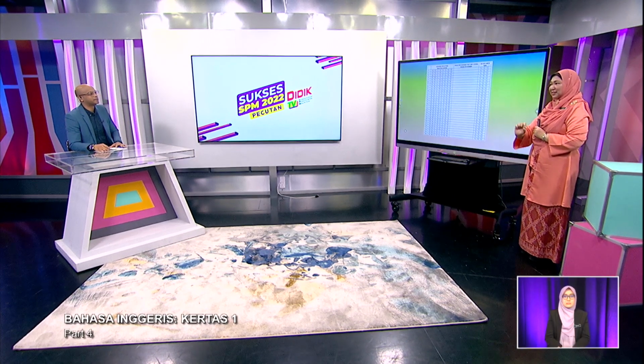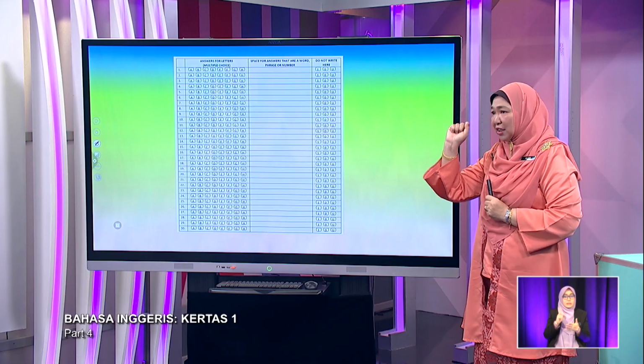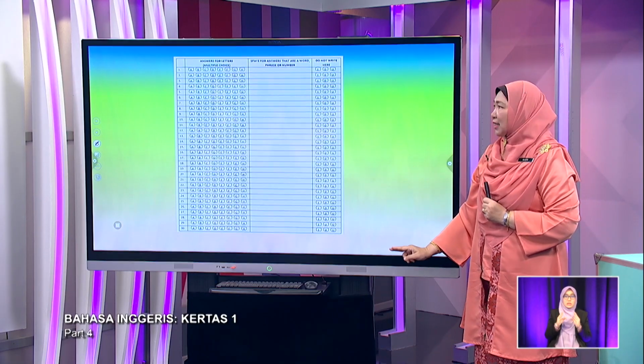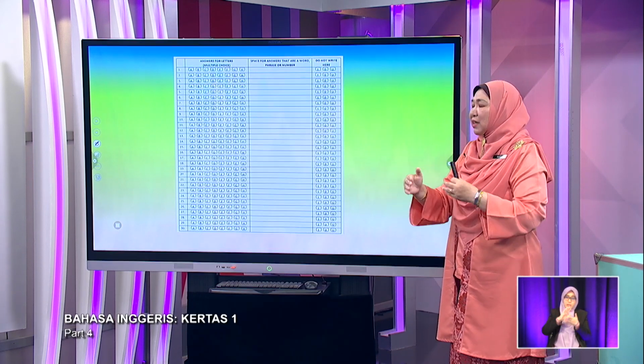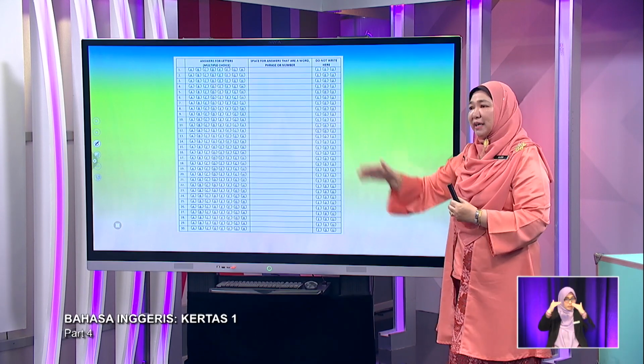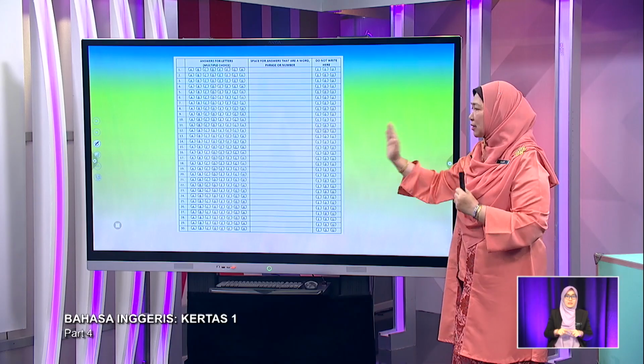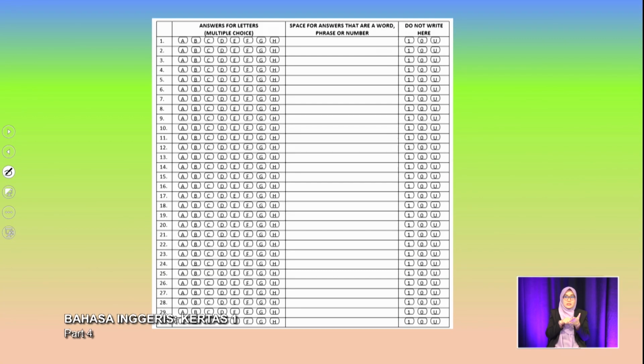I told you just now that we have an answer sheet for you to answer. I'm not saying that we are using this in the exam, but it looks like this. So what is the question just now? Number 27, 28, 29. You have to write the answer either in this space, or if there are options for you to blacken your answer, then you blacken it here.